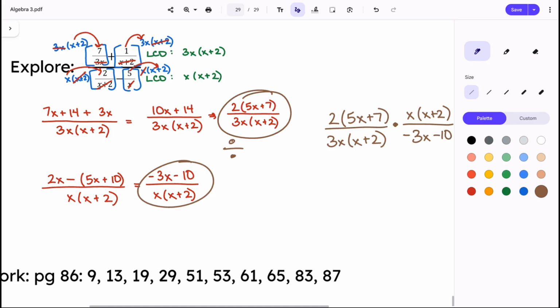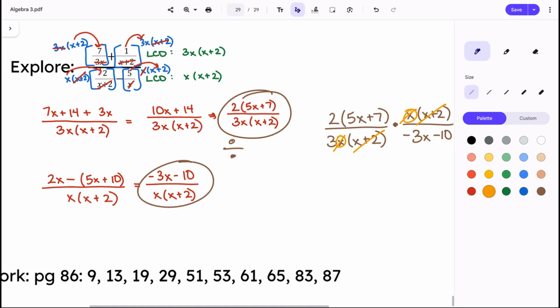Can we cross anything off? Next question. X plus 2's. Do you guys see this x here and the 3x down here? Could we simplify the x's and just get rid of those? Like this one and this x could cancel. You could do that. I think that's it, though.